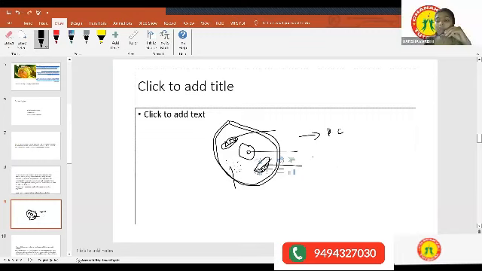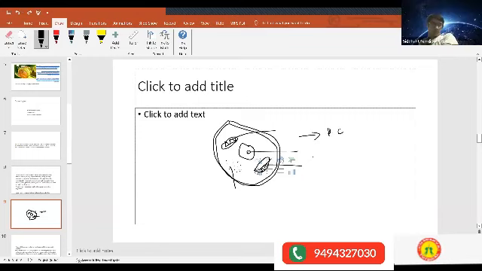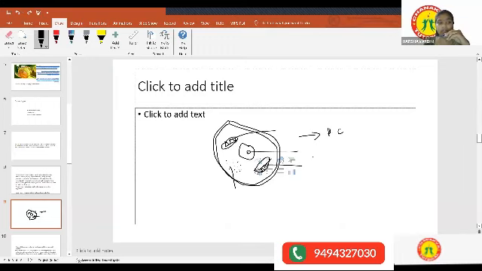Can you understand now? Membrane bound organelles. Understood now? The things that are present inside the cell. When you learn more about the cell, you can understand whatever I am telling now.